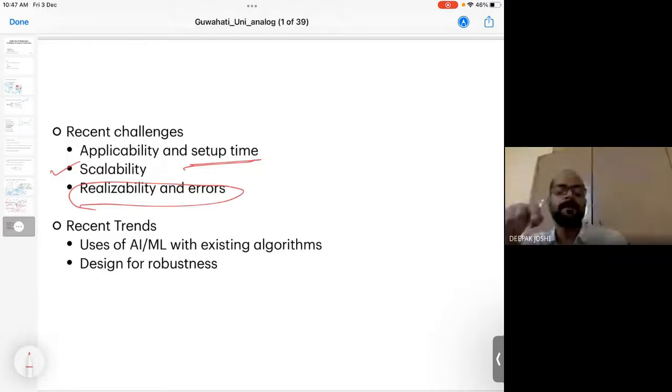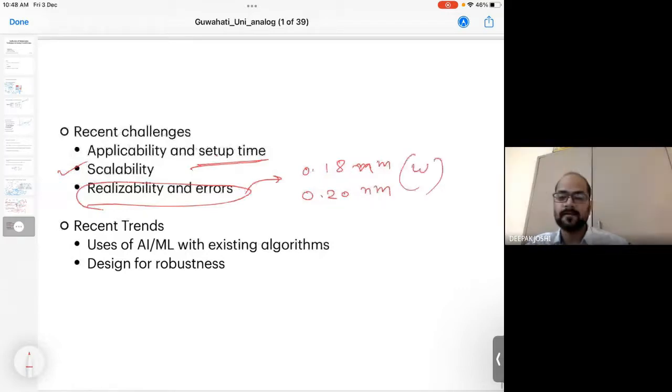And then reliability means that, let us say, after the optimization you get some odd number of bits which is not possible to physically design. So how to make a decision in layout? Let us say you have got 0.18 nanometer size, and let us say you have got 0.20 nanometer size of W.